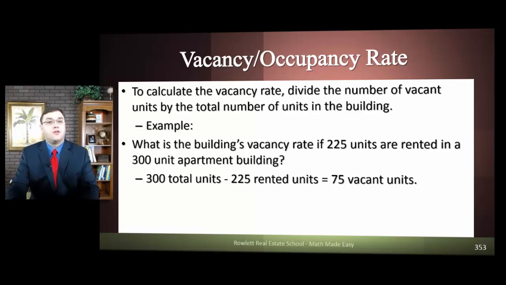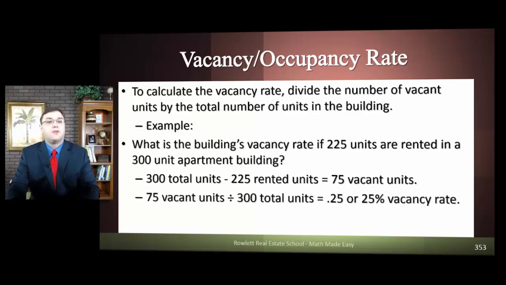Now that we know the number we need for the top number, we can divide 75 units down into 300, the total. So if it asks for the vacancy rate, it's vacancy down into the total, or if it asks for occupancy rate, it's occupied down into the total.